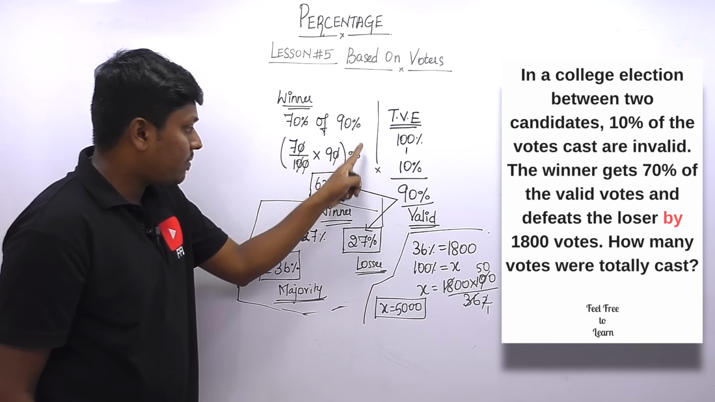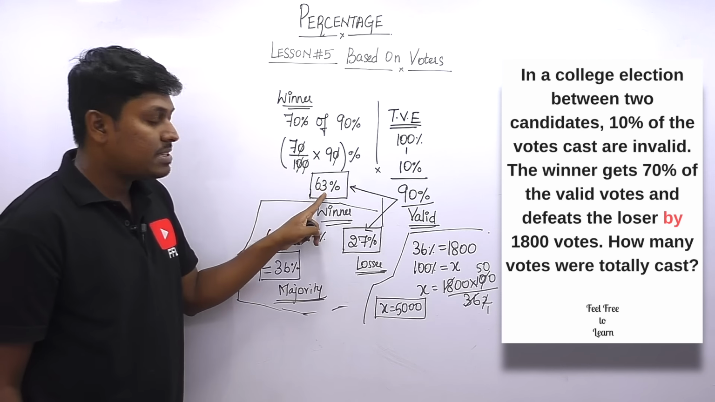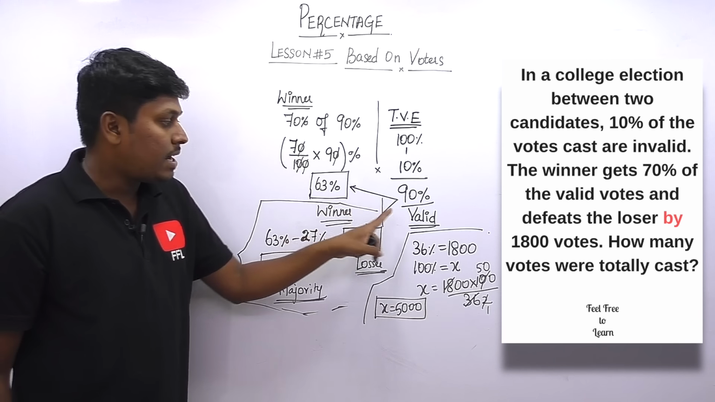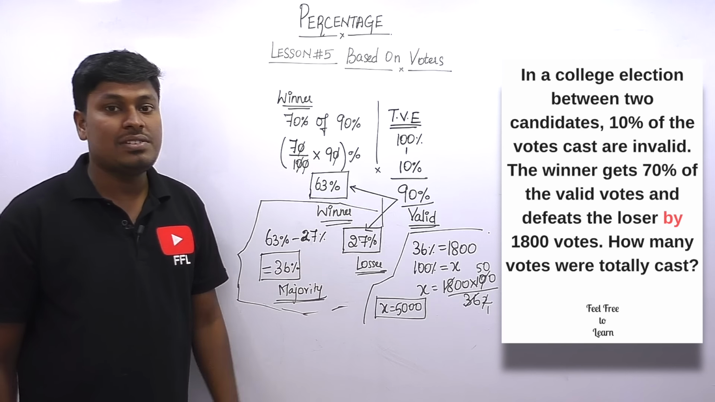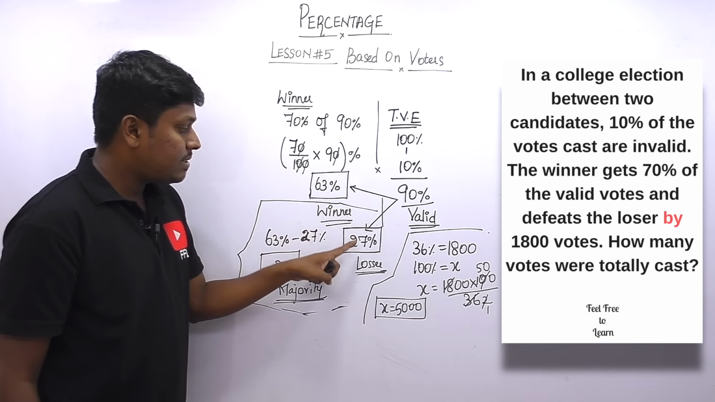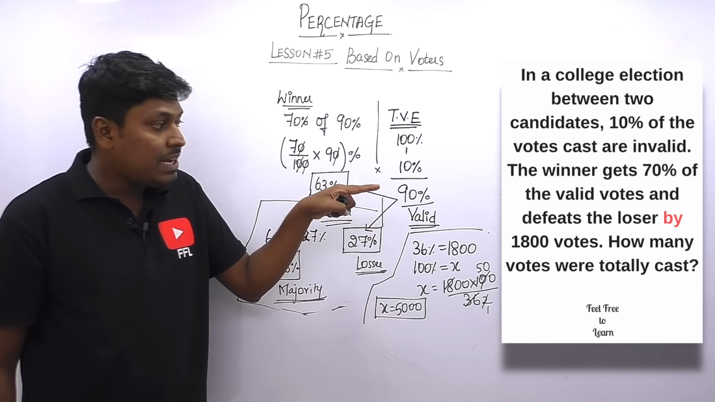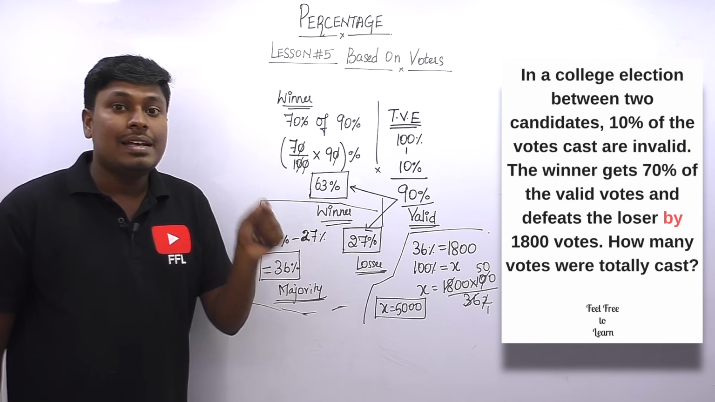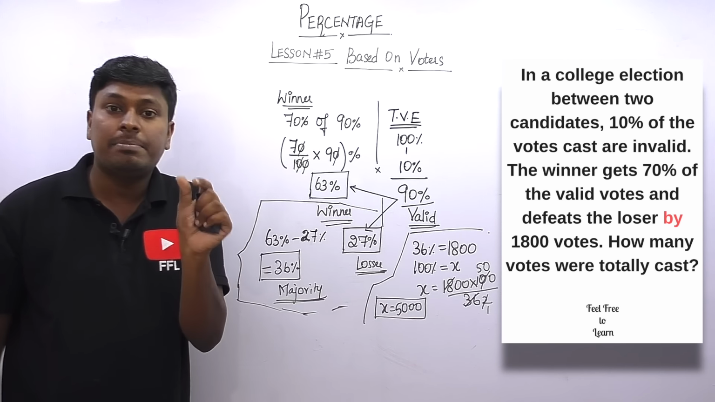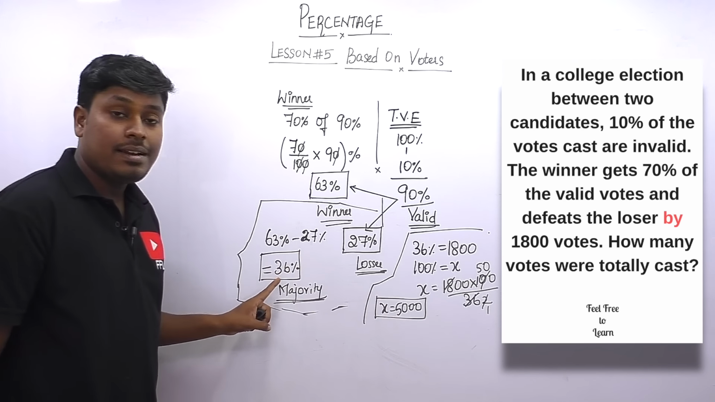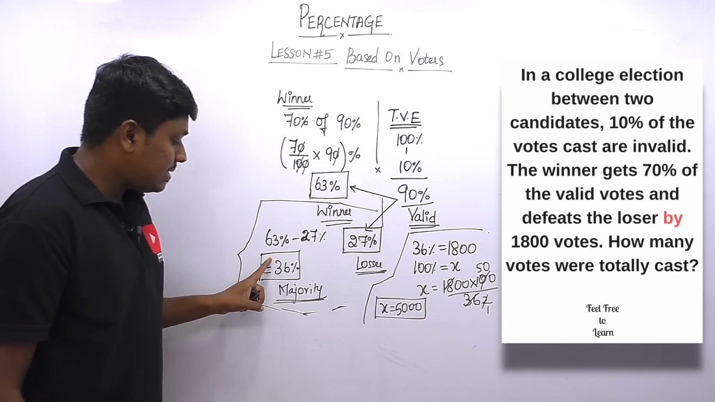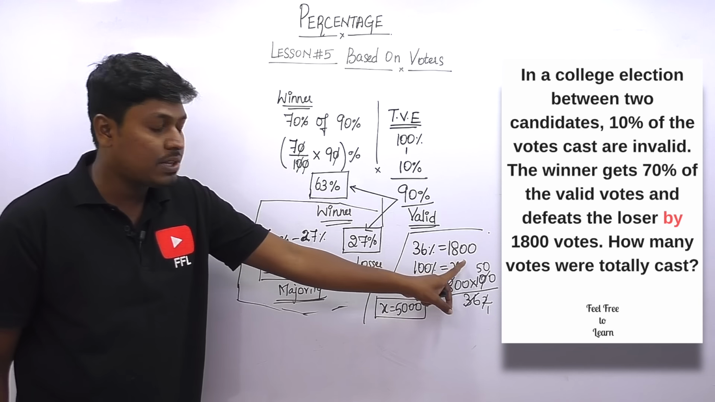So these are the things I have already told you in the basics. So 63%, which is winner, and we know that valid is 90. So 90 minus 63 will be 27, which is a loser. So winner will be 63, loser will be 27. The value that they have given, 1800, is by 1800. The word by determines majority. So difference between winner and loser, majority will be 36%. So 36% majority, they have given 1800.